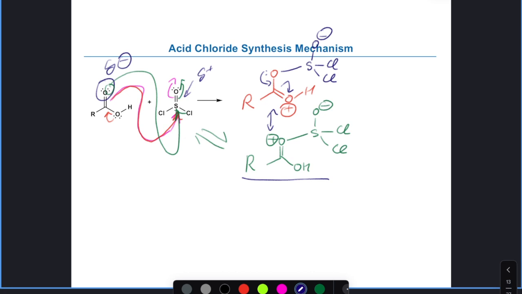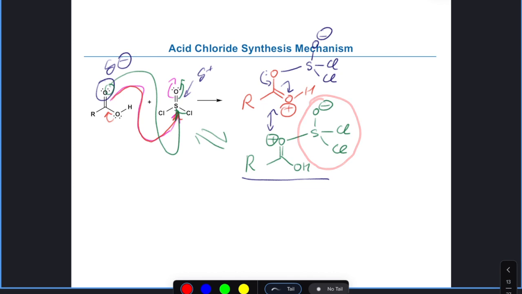So bring down the negative charge in the oxygen? Yeah, that's a good way of looking at it. What you have here, if you focus on this center, is kind of like your nucleophilic acyl substitution center. I've got a tetrahedral intermediate.